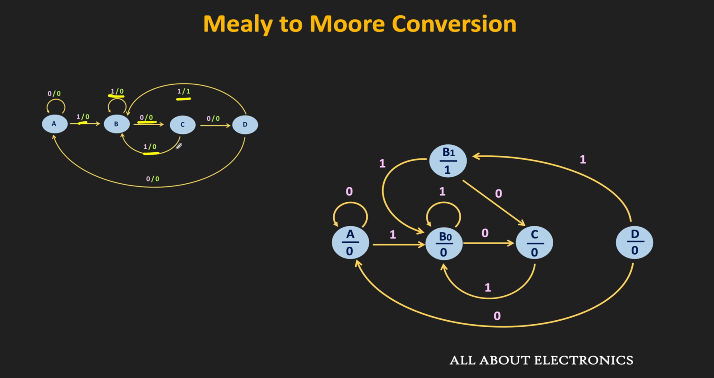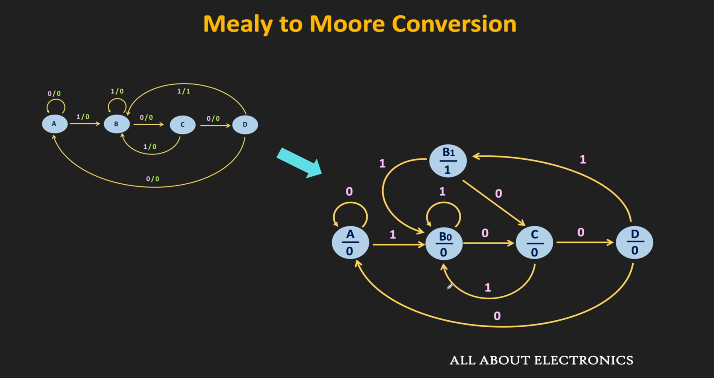That means in the C state, when the input is 0, then it will go to the D state. So in the equivalent Moore diagram, this is how we can represent it. Similarly, in the D state, we have 2 outgoing transitions and 1 incoming transition. And as you can see over here, we have already covered all these transitions. So this is the equivalent Moore diagram after the conversion.